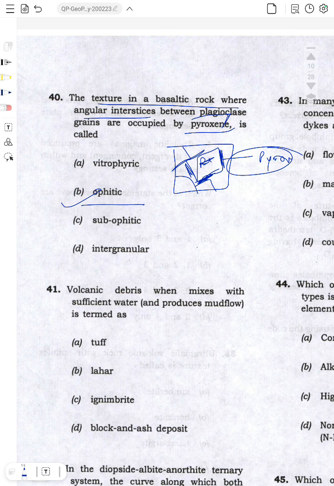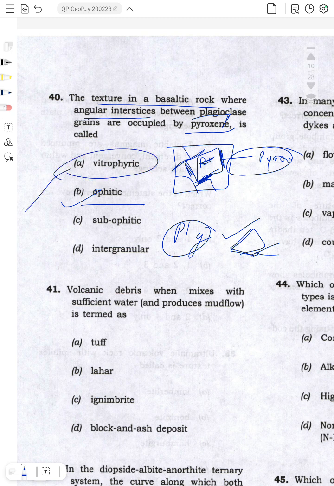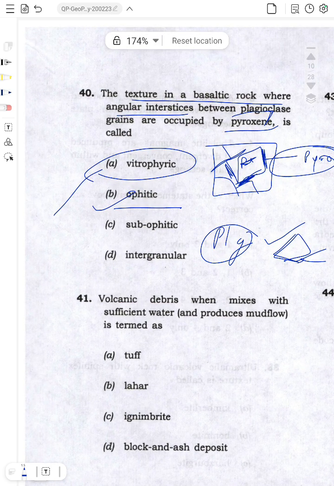In basalt, plagioclase crystallizes first, and it leaves the gaps present between the crystals, and the gaps are later filled by pyroxene, which crystallizes afterwards. As a result, the texture is a network of angular plagioclase grains surrounded by smaller pyroxene. Now what about vitrophyric? Vitrophyric is when large phenocrysts are embedded in a glassy matrix, vitric meaning glass. An example is obsidian.